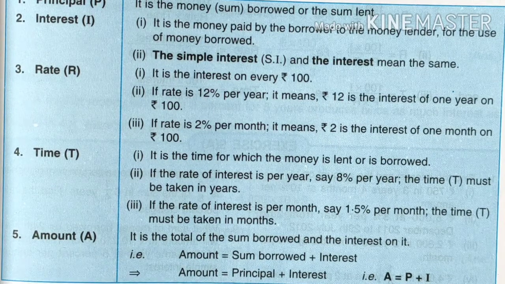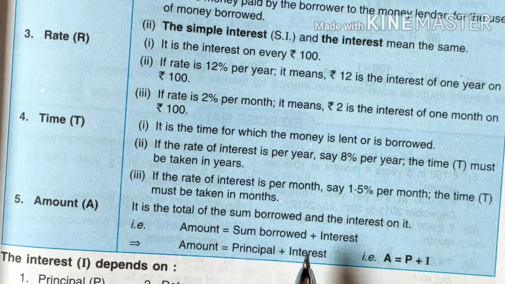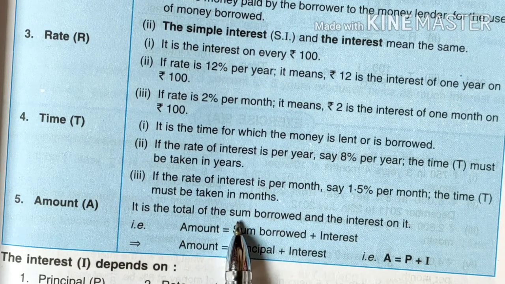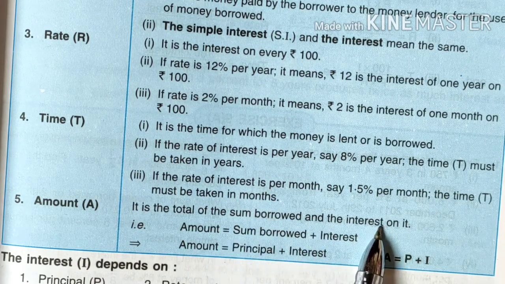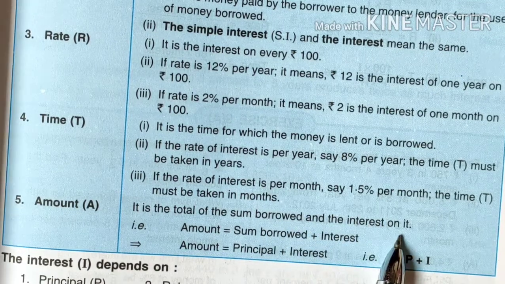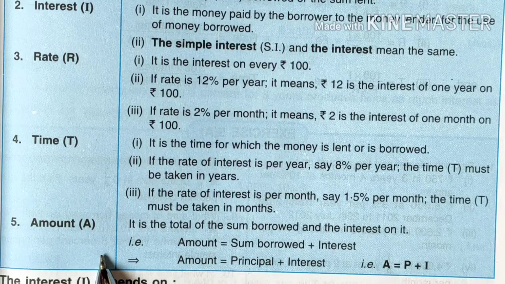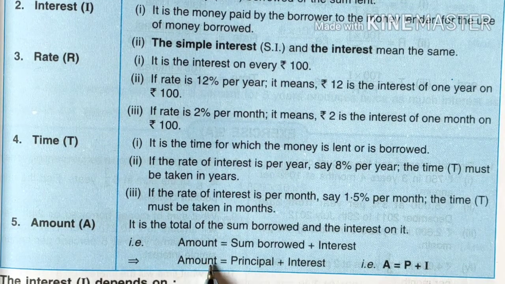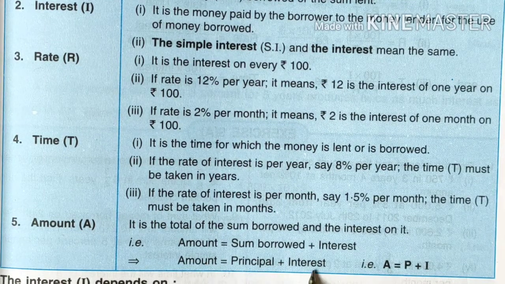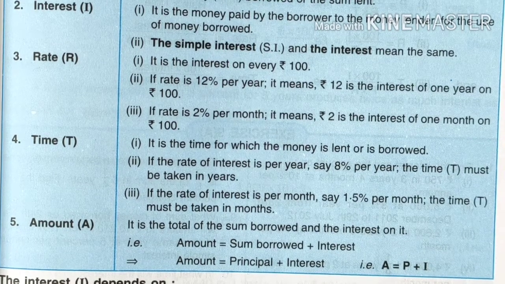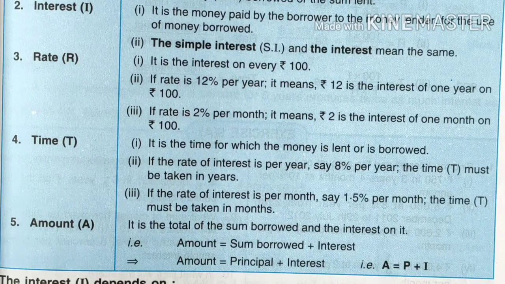Now amount. The amount is the total of the sum, that is principal plus interest. Okay, the total of principal and interest becomes the amount. Is that clear? So the basic formula is amount equals principal plus interest. Now students, let us understand the difference between simple interest and compound interest that we are going to learn in this chapter.